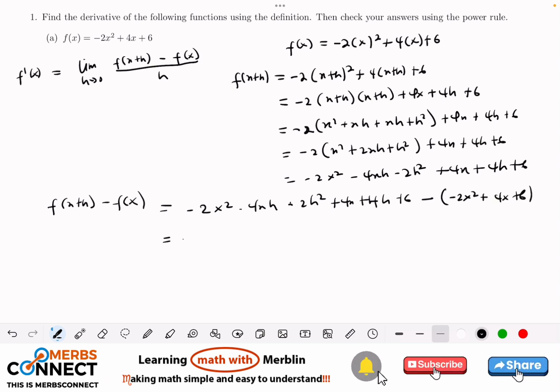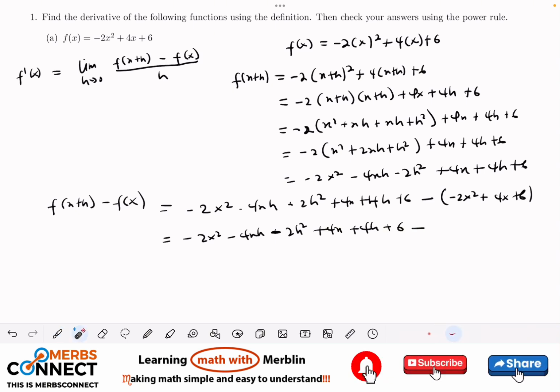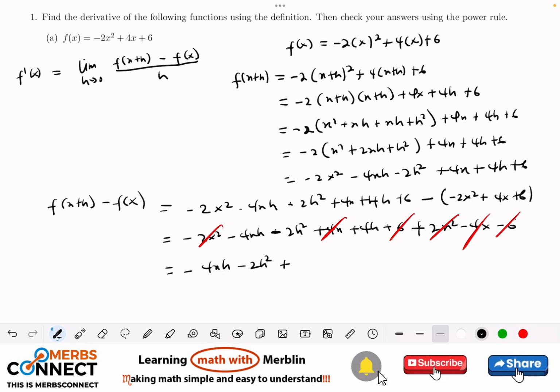Then what happens? Minus 2x squared minus 4xh minus 2h squared plus 4x plus 4h plus 6 minus. So I'll distribute the minus: I'm going to have plus 2x squared minus 4x minus 6. So you will see that minus 6 and positive 6, 4x, 4x, 2x squared, 2x squared cancel. So what we are left with is minus 2h squared plus 4h.